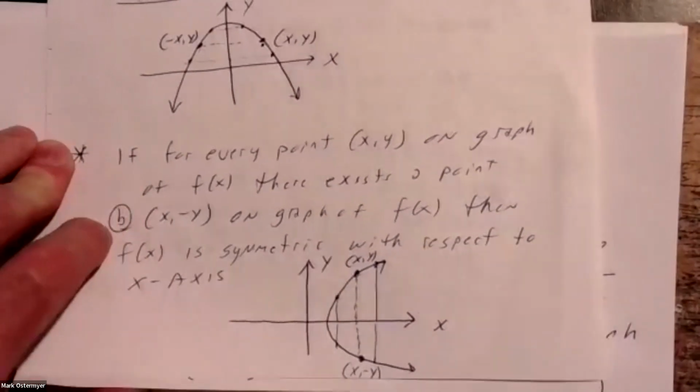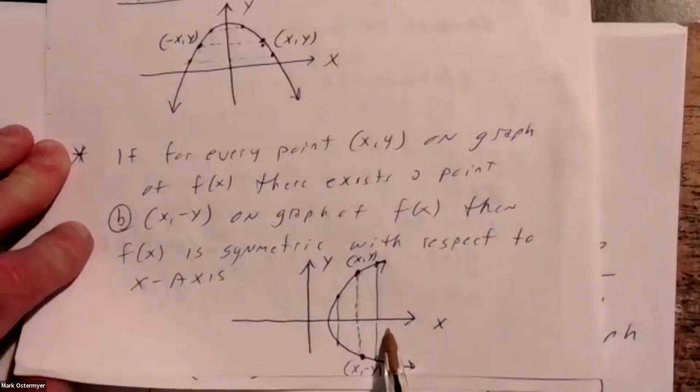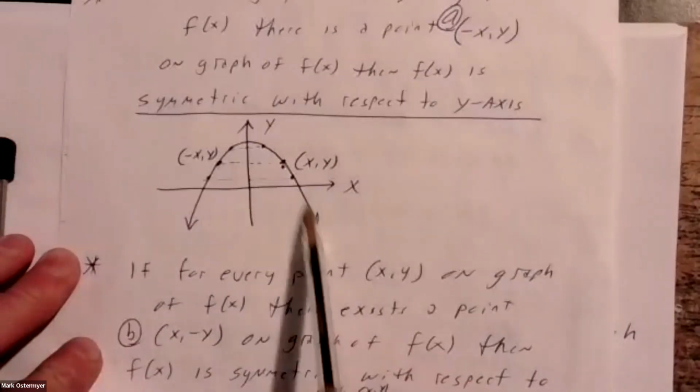All right, so this is what a graph looks like if it's symmetric with respect to the x-axis. This is what it looks like if it's symmetric with respect to the y-axis.